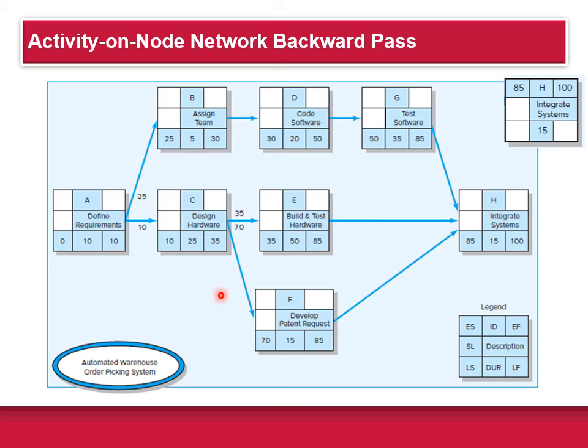So what have we done? Having completed the forward and backward path, if you look at the legend here, we now have the ES times and the EF times, the LF times and the LS times. We have to figure out the slack times. And so in the next lecture, I'll go through how to compute the slack times.